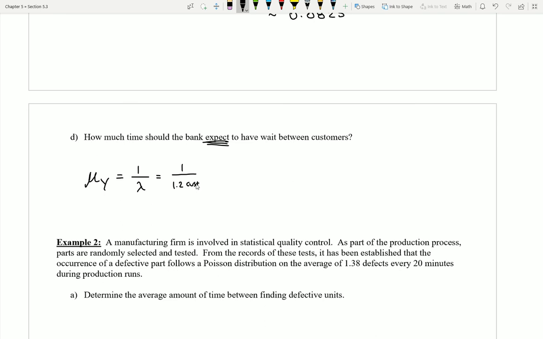1.2 customers per minute. Now when I go ahead and I think about simplifying this, you'll notice that one thing I could do, since I'm kind of dividing by this fraction, is I could imagine rewriting this as 1 over 1.2, and then on the side I could rework this as minutes per customer. Notice I'm just multiplying by the reciprocal, the same way I would always do the division of fractions.